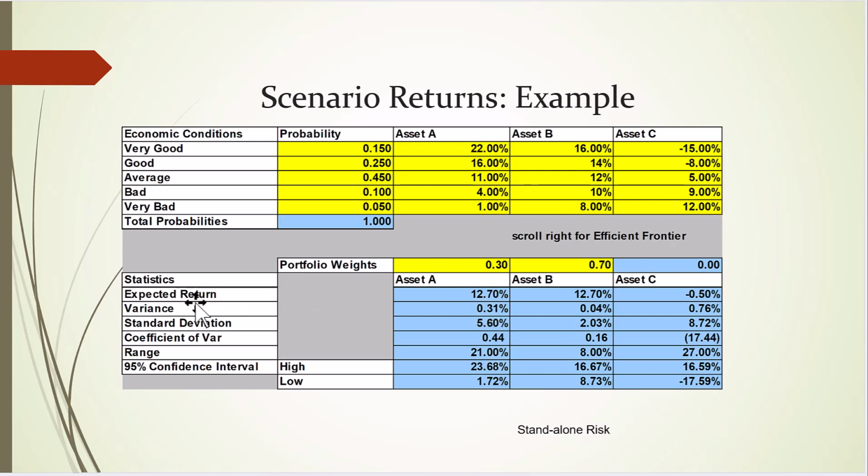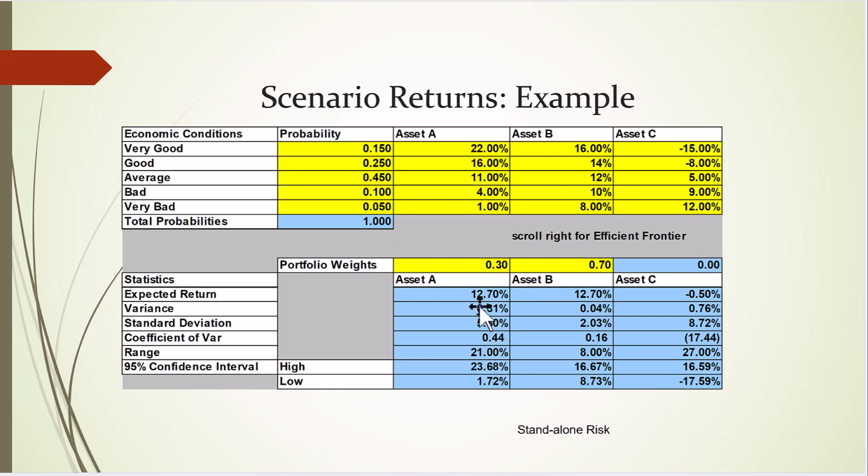So in this case, we look at the expected return. 12.7% is the return for A. 12.7% is the rate of return for B. And asset C has an expected return of negative 0.5%. What is the standard deviation? Standard deviation is our measure of risk. 5.6% for A, 2% for B, 8.72% for C.